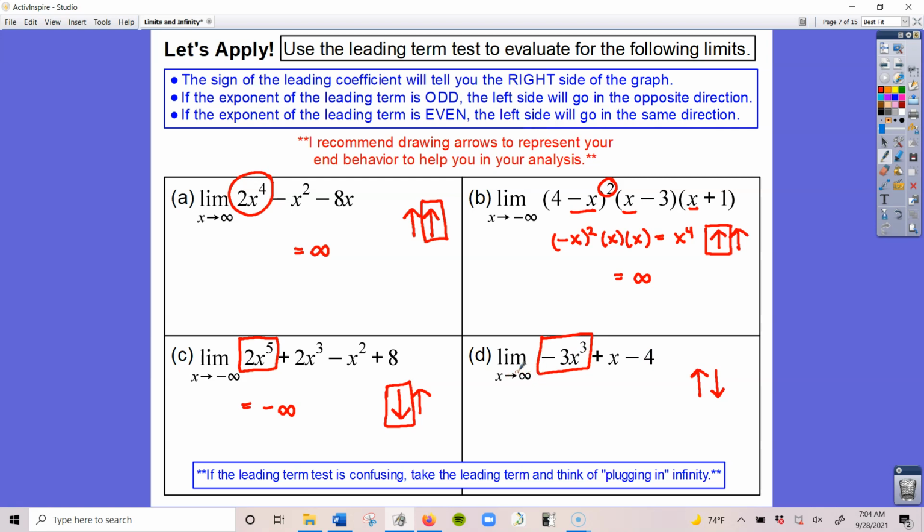So this is for as x is approaching positive infinity, meaning the right arrow. So my answer here is going to be infinity.